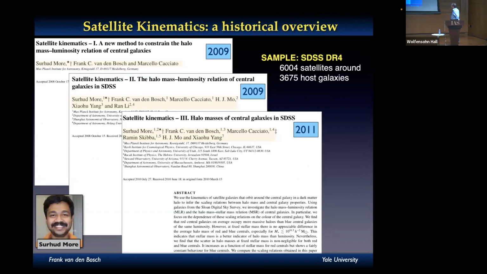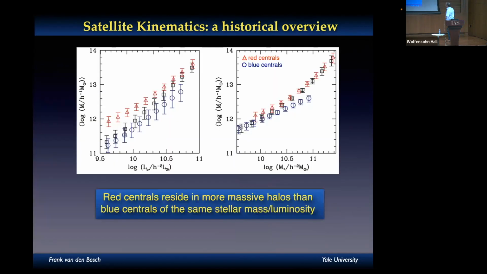Fast forward another 16 years. This was a thesis by Surhud More, working with me in Heidelberg. We wrote a whole bunch of papers on satellite kinematics, applying it to Sloan data. We had about 6,000 satellites around 3,000 host galaxies. And here's the result of this entire analysis. This is plotting, as a function of the luminosity of the central, or the stellar mass of the central, or primary, I use those terms interchangeably, the inferred halo mass from the satellite kinematics.